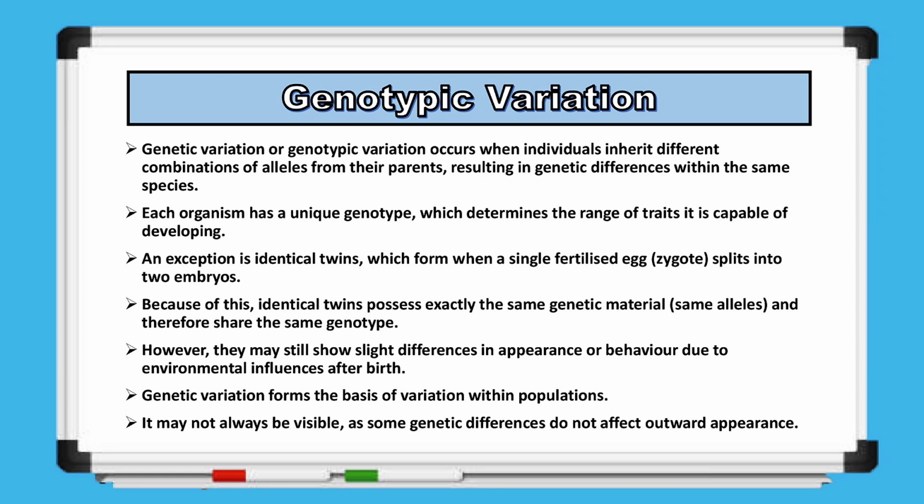This leads to genetic differences among individuals within the same species. Each organism has its own unique genotype, which means its specific set of genes. This genotype determines the range of traits that the organism can develop.